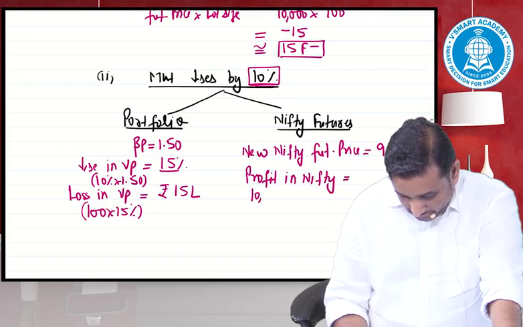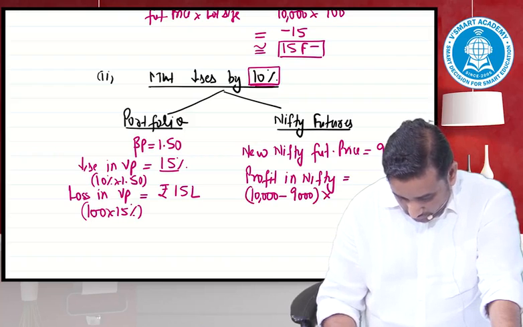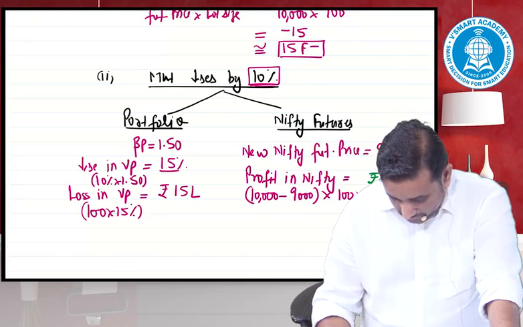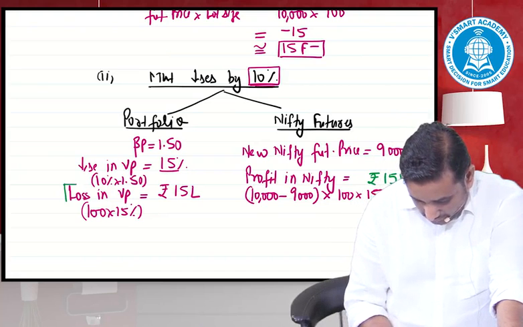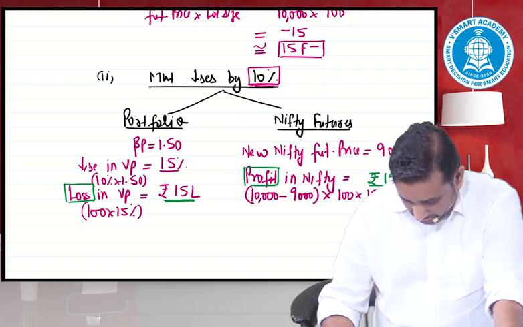You sold at what rate? 10,000. It became what? 9,000. 1,000 profit into what was the lot size? Lot size, 100. How many contracts? 15. This has to be equal to rupees, whether you like it or not, it has to be 15 lakh. My loss is 15 lakh and it has to be fully compensated by 15 lakh.